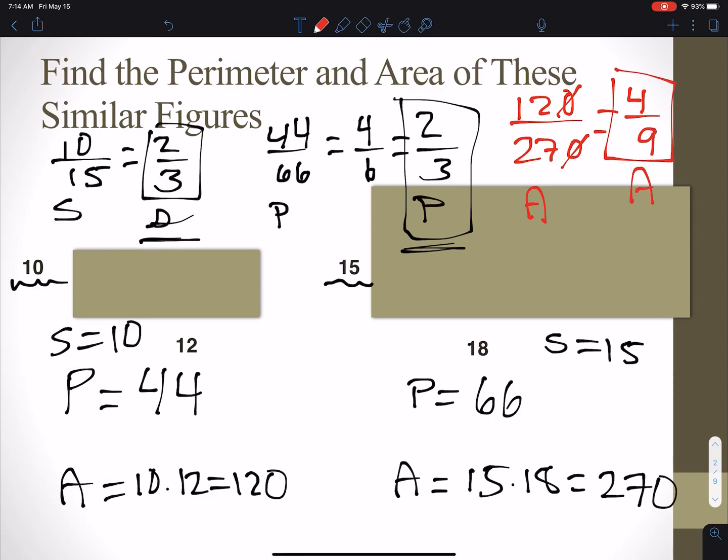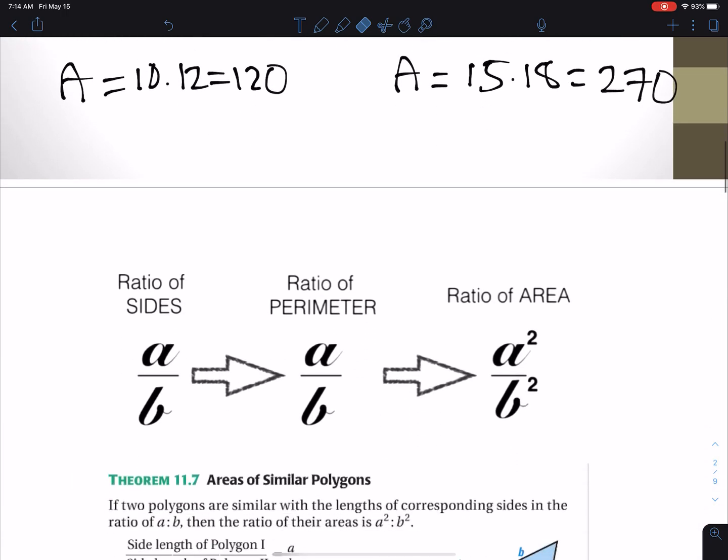So my area ratio is not the same as my side and perimeter, but there is a relationship there. Please notice to go from perimeter or side length to area ratio, you simply square it. 2 squared is 4, 3 squared is 9. All right, so let's scroll on and see how that looks in practice form.